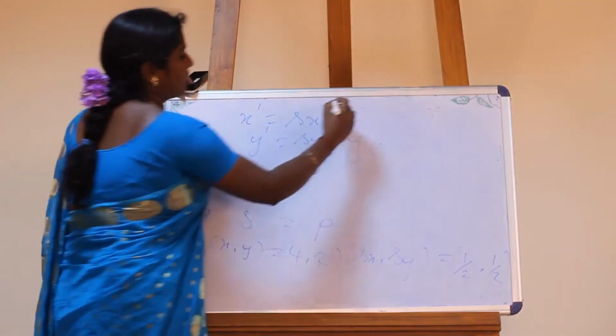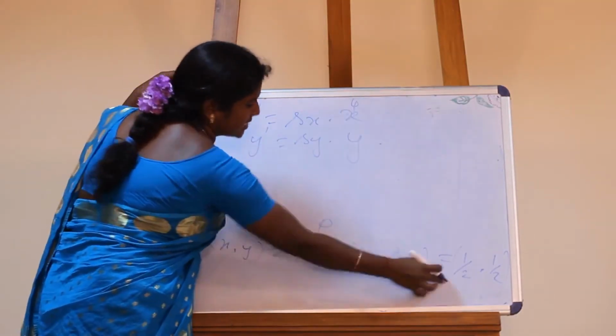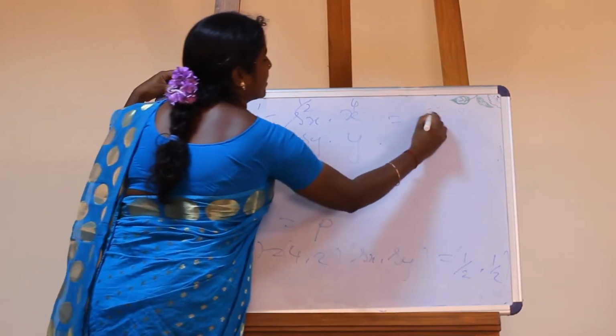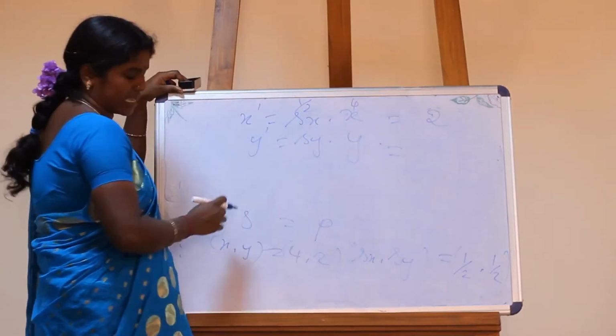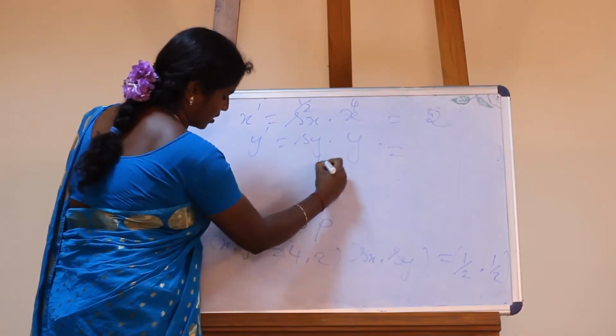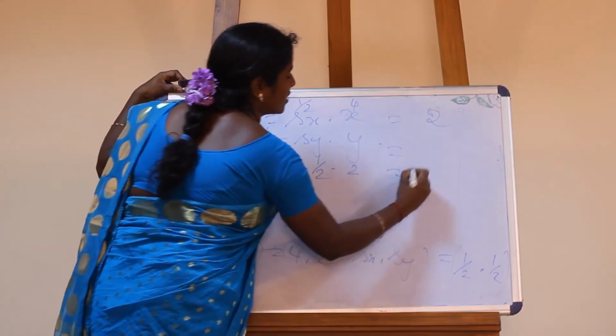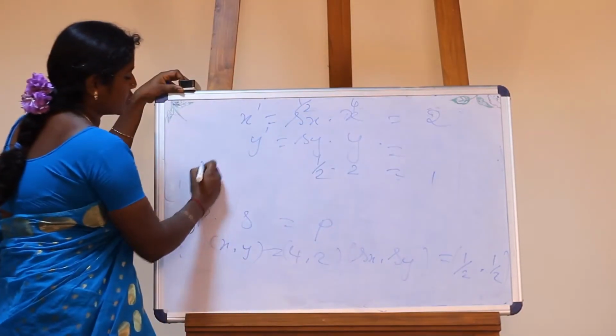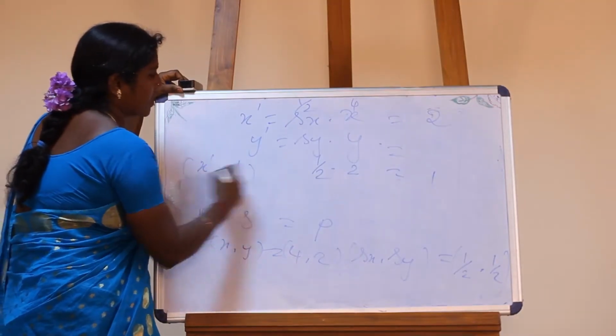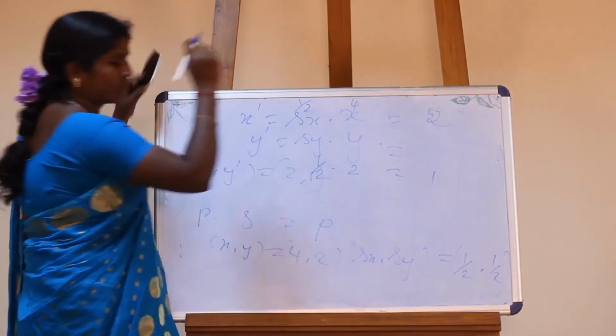x is here 4 and sx is 1 by 2, so we get the new value 2. Then sy is 1 by 2 and y is 2, so we get the value 1. So the new position x dash, y dash equals 2, 1.